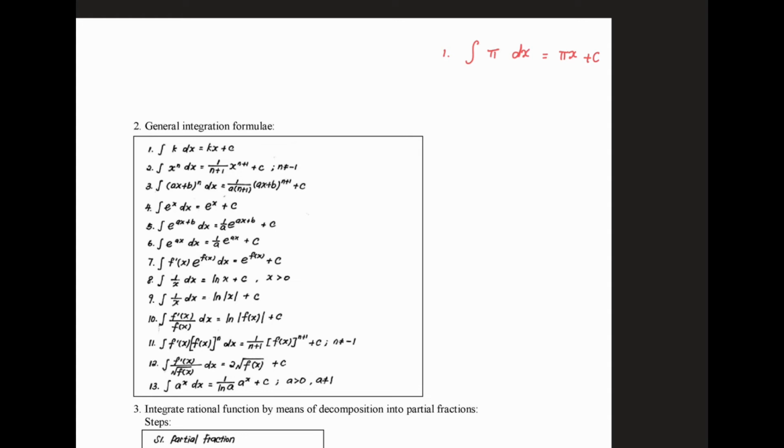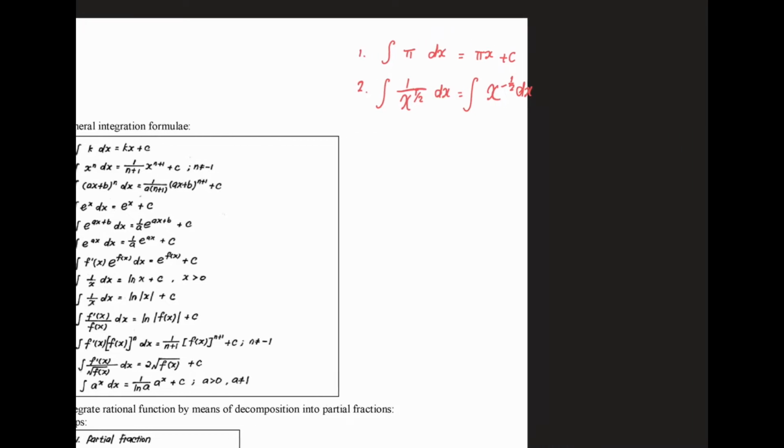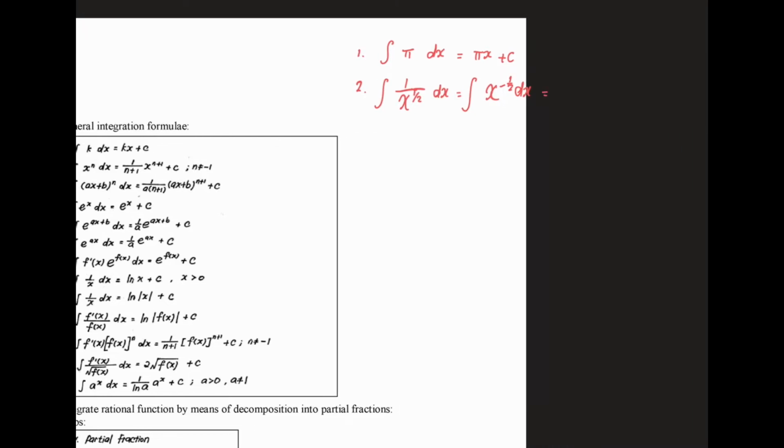What happened is we add 1 to the power and then we divide by the new power, n plus 1. Example, if I have 1 over x to the power of 1 over 2, I want to integrate this. I need to bring up the x, so it takes a negative power. Then I can use the formula. I need to add 1 to the power. Negative half plus 1 is positive half. Then divide by half. Then plus c.